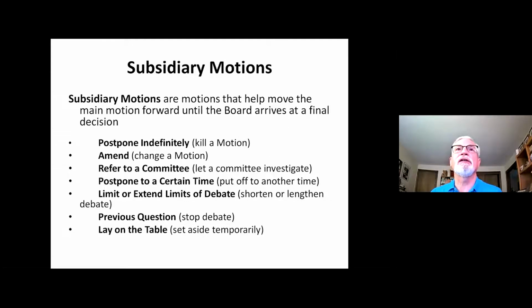Now, there are certain subsidiary motions that can be made while a main motion is pending. The first one would be postpone indefinitely, and we'll take a look at that in a minute, but that kills the motion. You can amend the motion. You can refer the motion to a committee. You can postpone the motion to a certain time. It's possible to limit or extend the limits of the time of debate in certain circumstances. At some point in the discussion, there could be a motion for the previous question or to stop debate, and there are guidelines for that, or you can lay it on the table to temporarily set it aside.